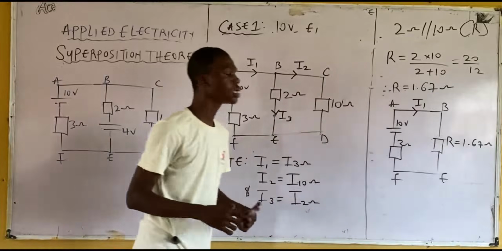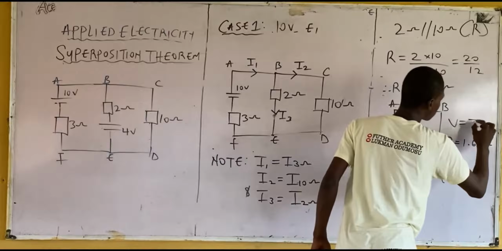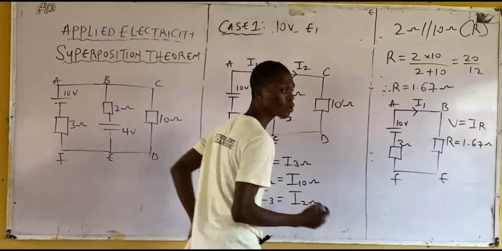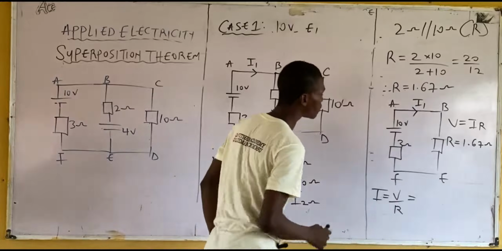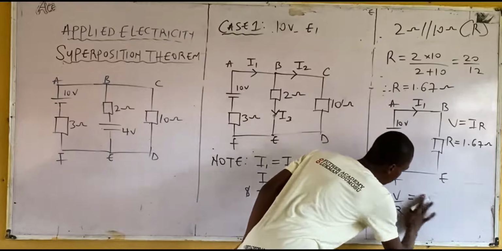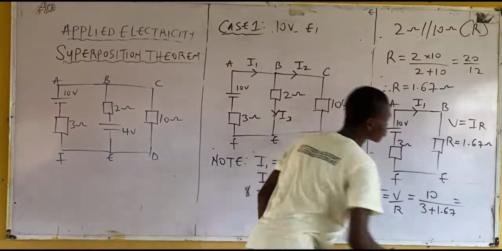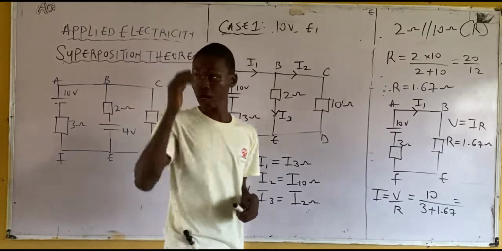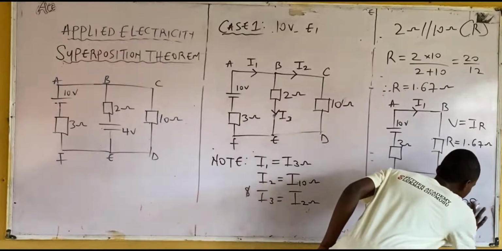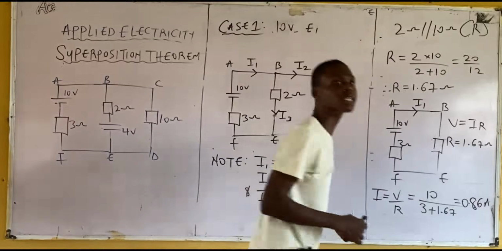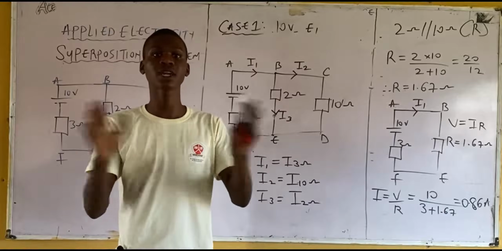Any question? Now, Ohm's law states that V is equal to IR. Then make I the subject of the formula. Let's do it together, please. I equals V over R. Then what's the voltage? 10 over 3 plus 1.67. And this is equal to what? In decimal, what do you have? 0.86, 0.86 ampere, right? Please, let's work together. What's the final answer?